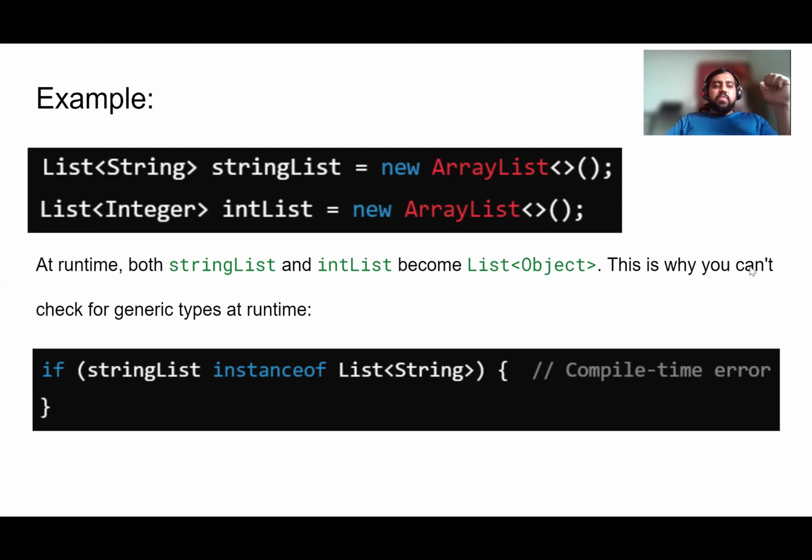This is why we can't check generic types at runtime. Suppose at runtime we check whether stringList is an instance of List of String. List of String we created, right? If you write that stringList is an instance of List of String, we'll get a compile time error because there is no question of generics at runtime.